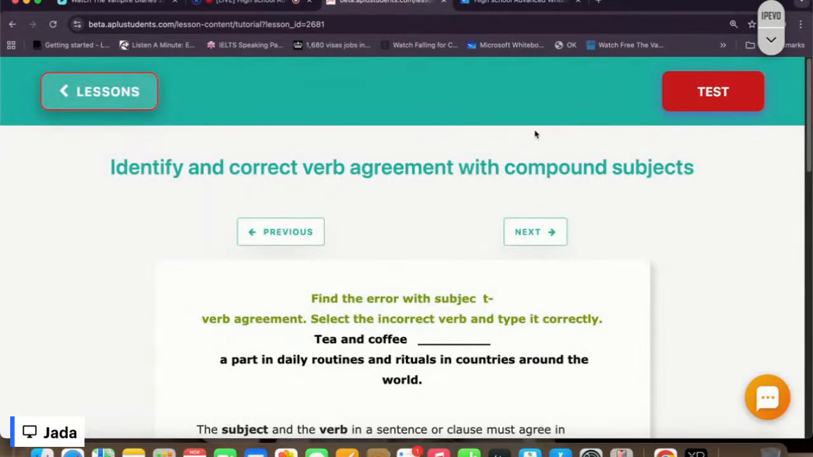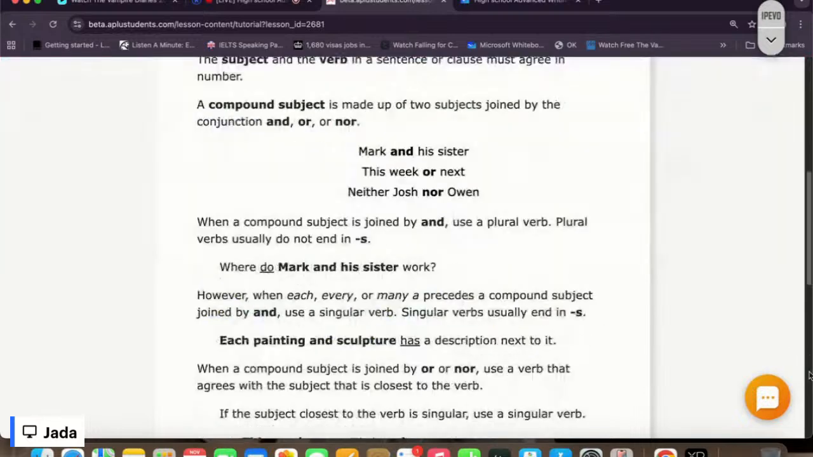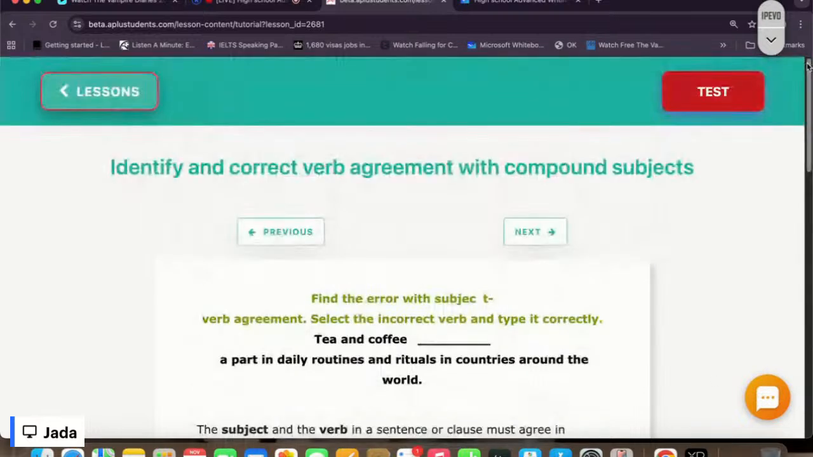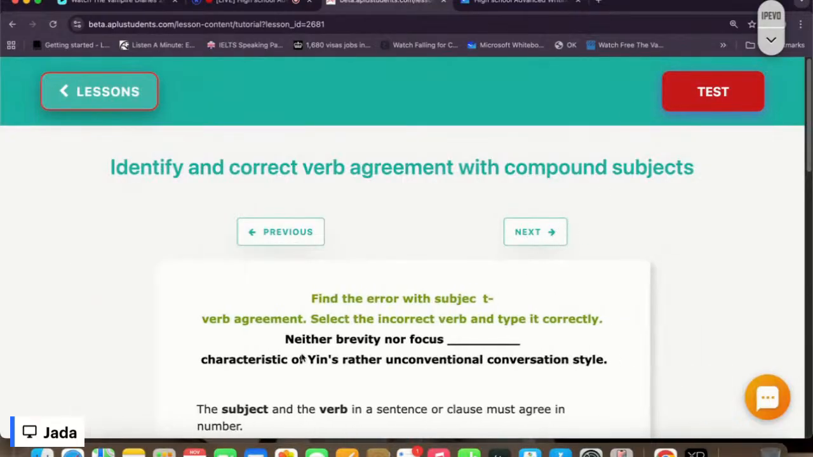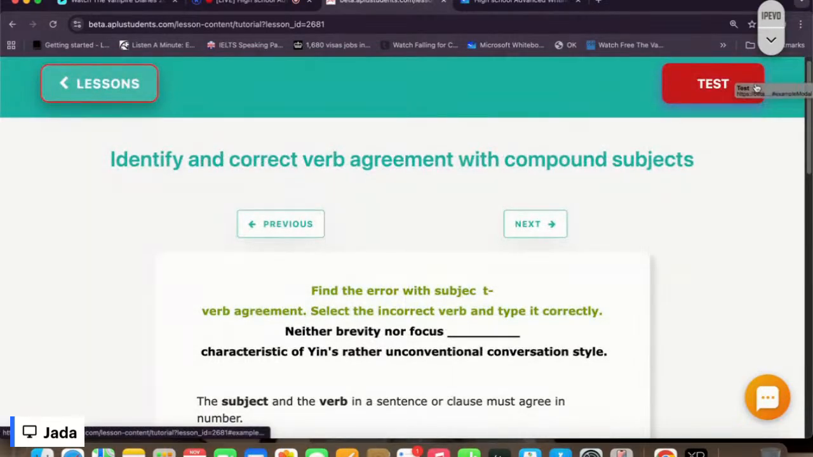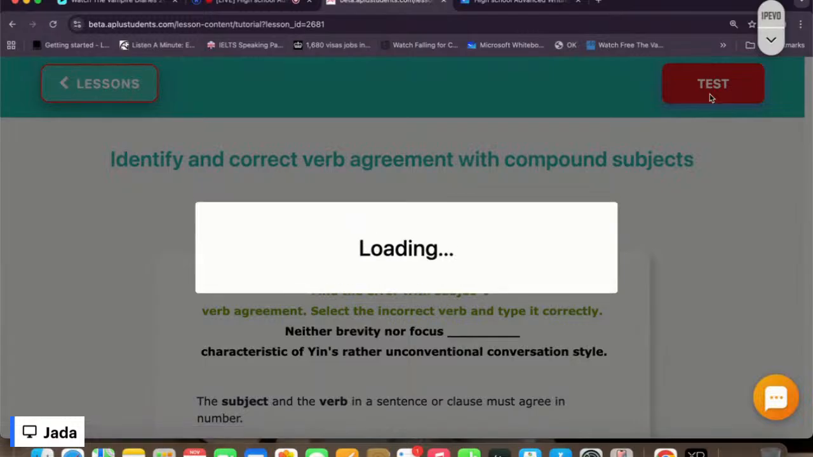So let's look at some examples. Tea and coffee dash a part in my daily routine and rituals in countries around the world. We have play, tea, and coffee. So and represents words plural. Neither brevity nor focus dash characteristics of Yin's rather unconventional conversational style. So we have is. Okay. So let's go to the test and you can share your answers with me.